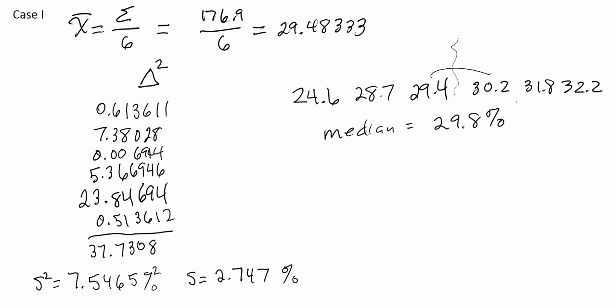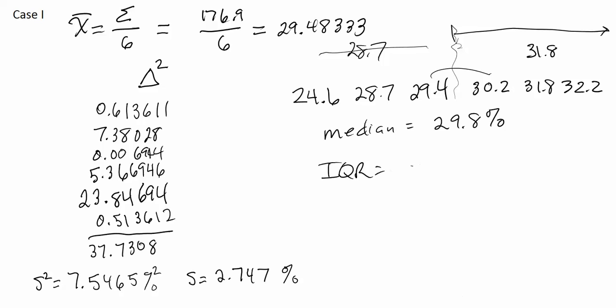Now we just need the IQR, and to get that, I need to take the upper quartile minus the lower quartile. The upper quartile we can find as the median of the top half. So since we have an odd number in our top half, then we know that the upper quartile is 31.8%, and the lower quartile would be the median of these three, which would be 28.7. So the IQR would be equal to 31.8 minus 28.7%, and I got an answer of 3.1%.